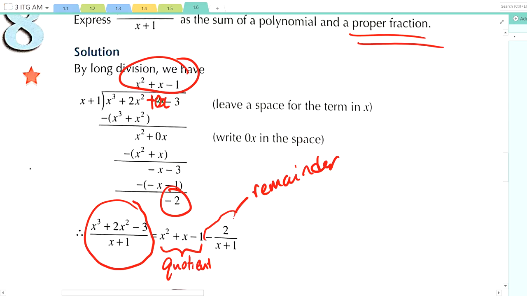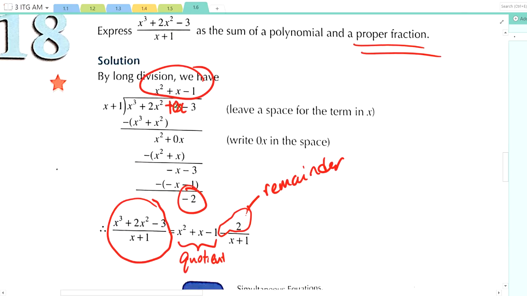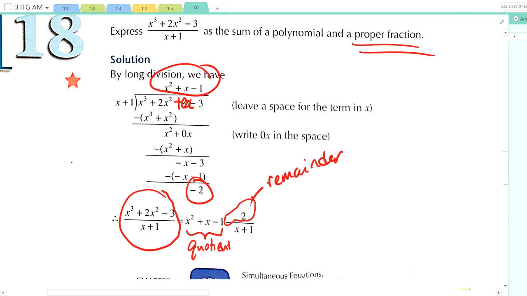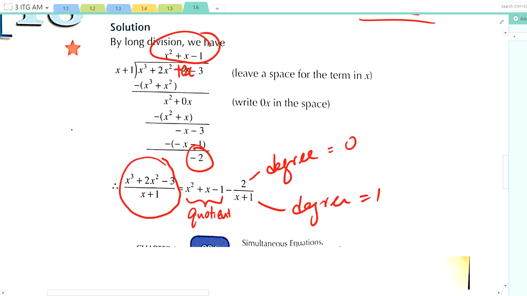Okay, so remainder refers to only this part. So now we have answered the question already, expressing the improper fraction as the sum of a polynomial, which is our quotient, and a proper fraction. Look at the proper fraction. Degree equals to 0. Degree equals to 1. So we have a proper fraction over here.